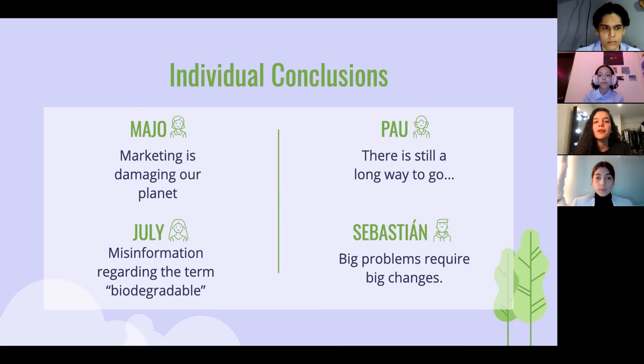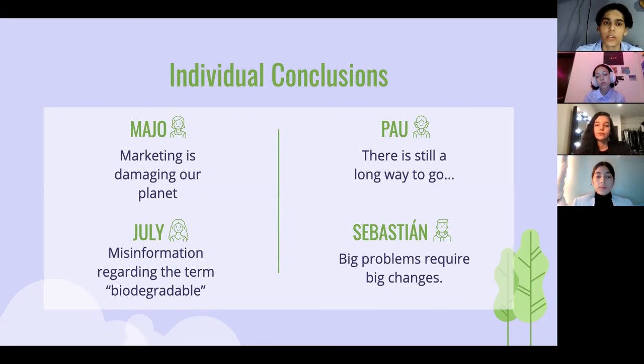In my opinion, people associate the term biodegradable with natural, green. However, with our investigation, we concluded that there is a lot of misinformation in how biodegradable products actually work, because the media leads people to think that when they are using biodegradable products, they are not contaminating at all and that they can use whatever amount they want, which is not true because in reality, they are still harming the planet. Big problems require big changes.